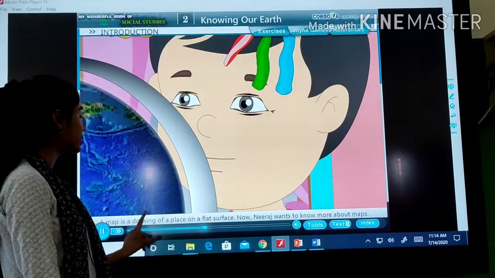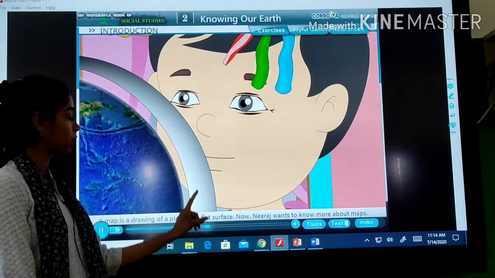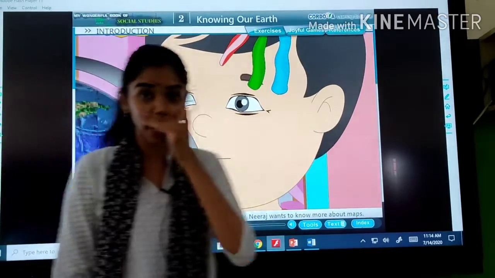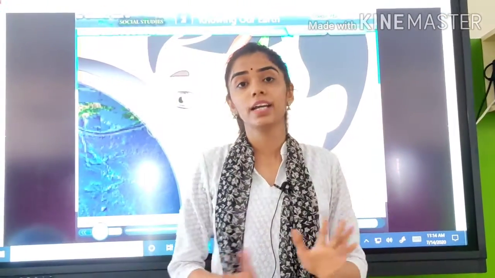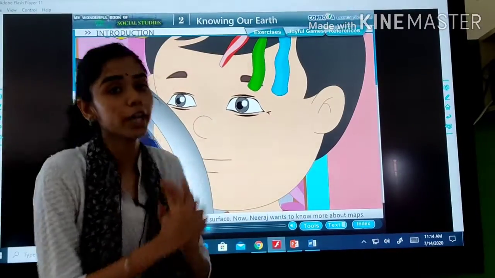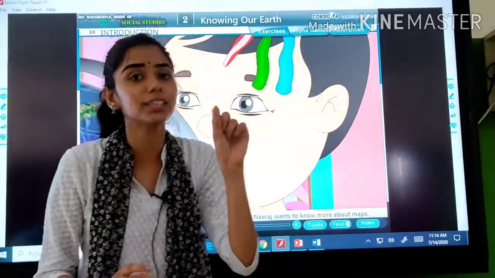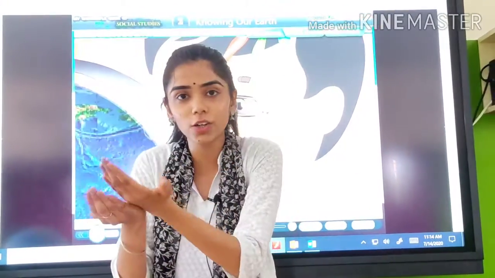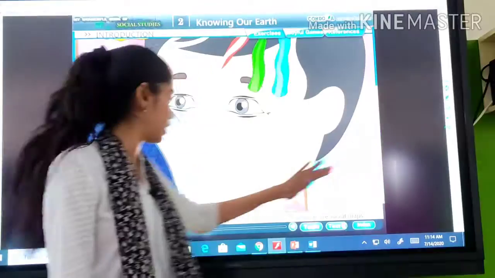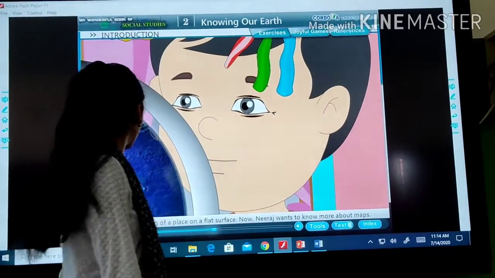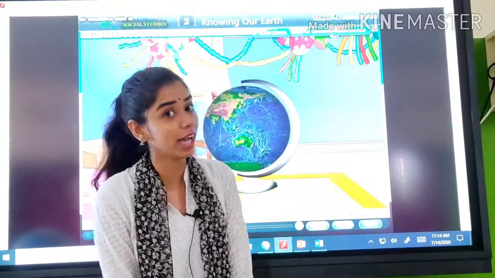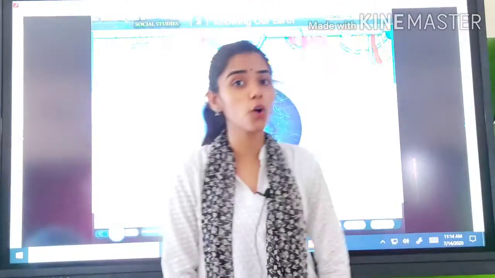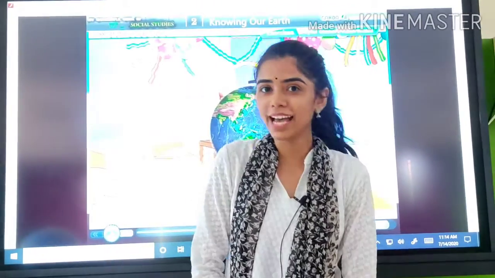A map is a drawing of a place on a flat surface. What is a map? A map is a drawing of a place. एक place की drawing है on a flat surface, not a circular, a flat surface. Now Neeraj wants to know more about maps.